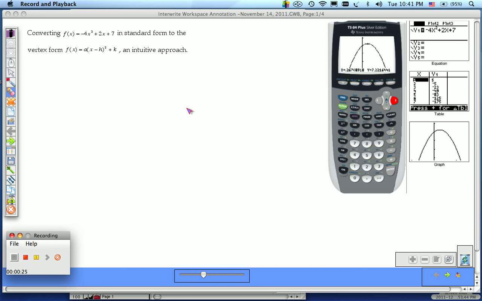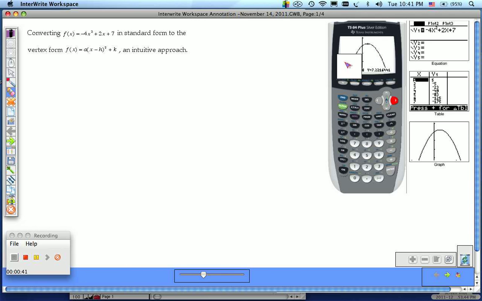But let's start by typing into y1 the function minus 4x squared plus 2x plus 7, displaying the graph on your graphing calculator, and I will need you to zoom in on your graph and then position the cursor in the location of the vertex. As you can see in my window, I have a vertex of 0.267, and we have a y value of the vertex, which is 7.22.